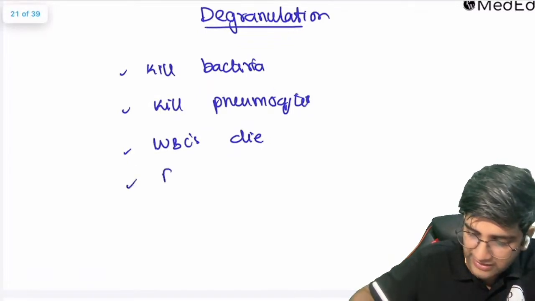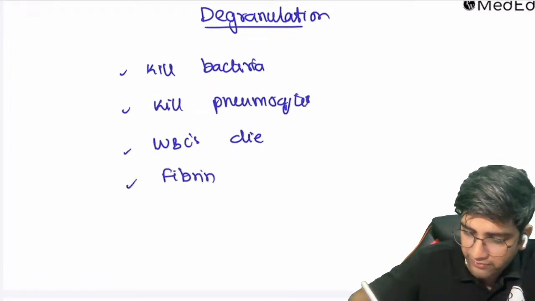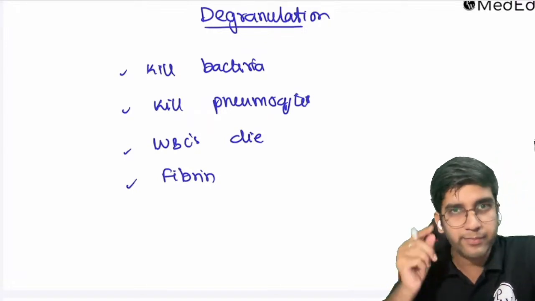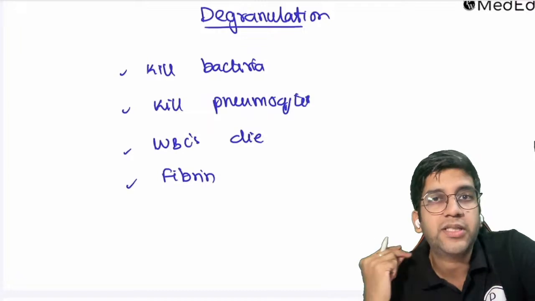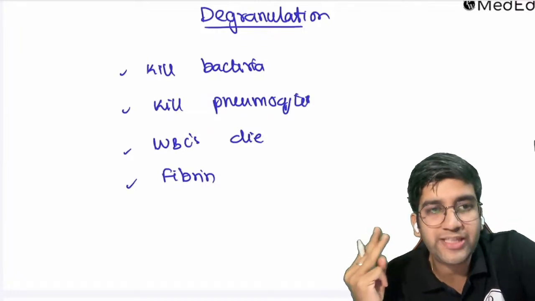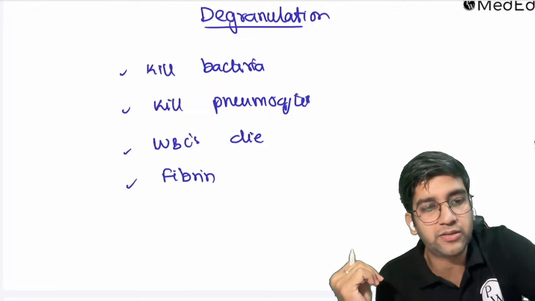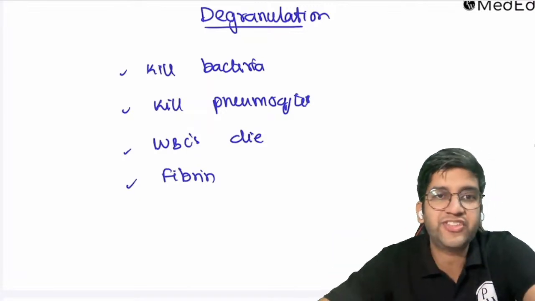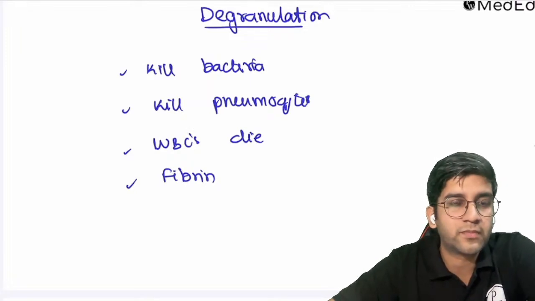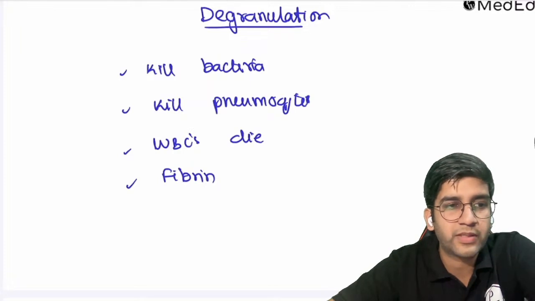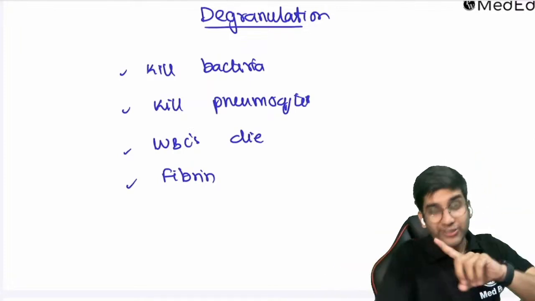Not just that, I'll have fibrin also there, because the starting point is endothelial damage, right? A dead WBC, a dead bacteria, a dead pneumocyte, and fibrin. What do you think will be the color? Pink or blue? Everything here is dead. What do you think will be the color? Pink in color. Perfect.